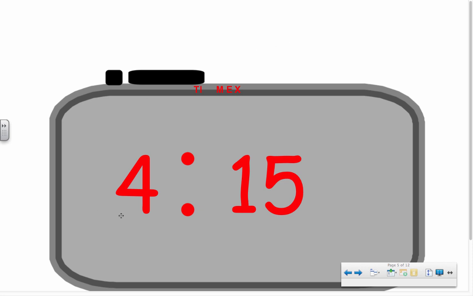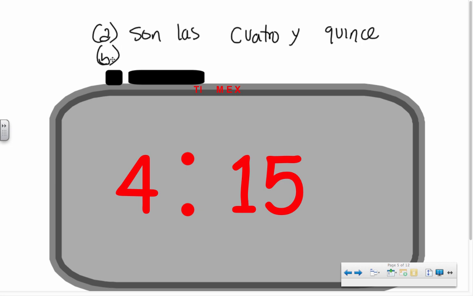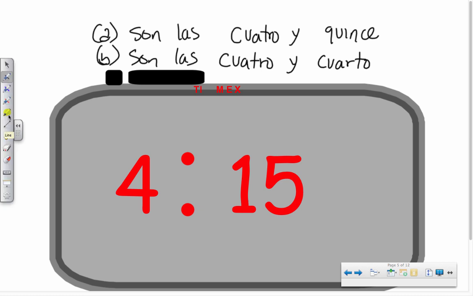Let's try one more. 4:15. So again, it's not 1, so it's 2, 3, 4. We're gonna use son las. So it's son las cuatro y quince. And just like before, just like we say it's quarter past 4, there's a second way to say this in Spanish if you want. And that's going to be son las cuatro y cuarto. I did this one on purpose so you could see the 4 and the 15.